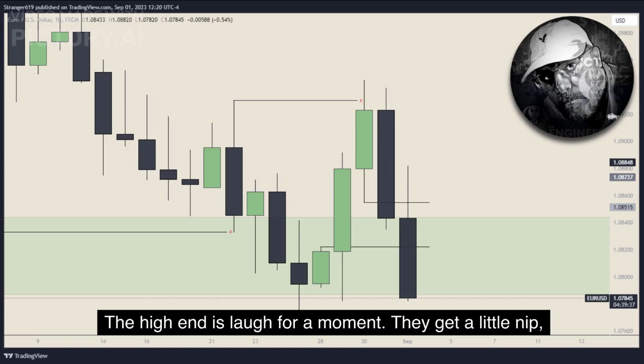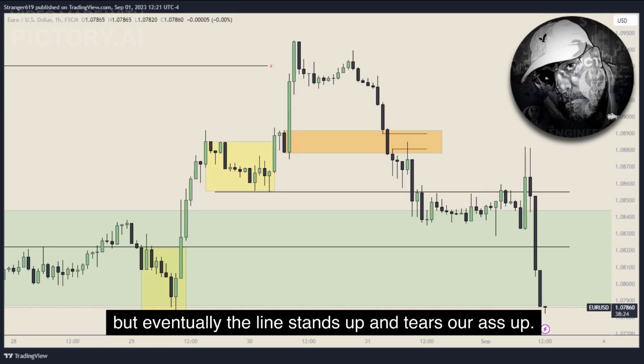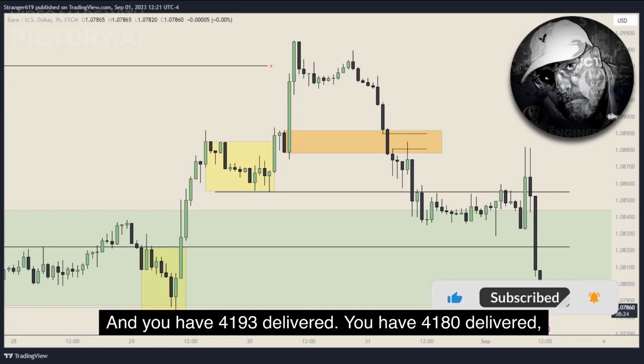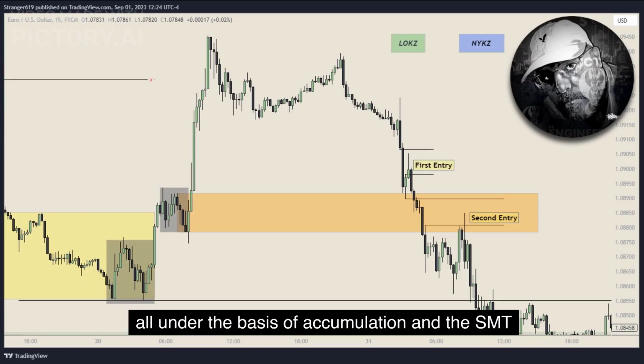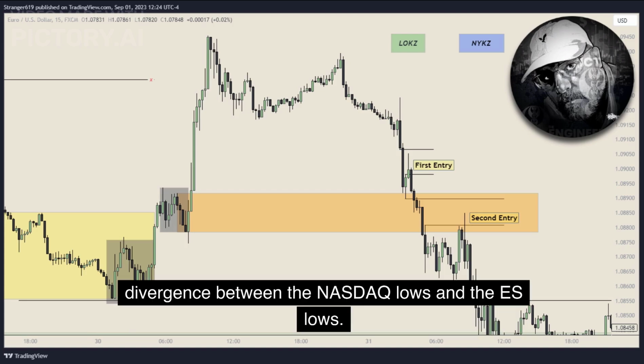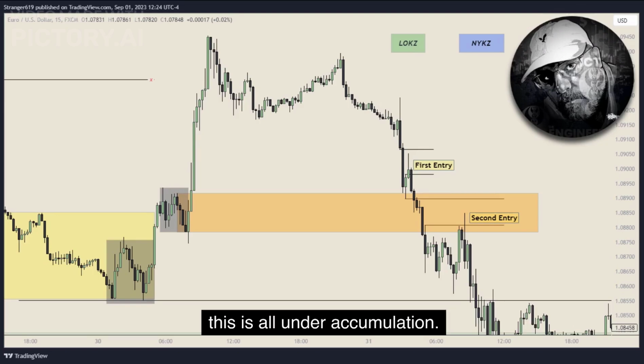The hyenas laugh for a moment. They get a little nip. But eventually the lion stands up and tears their ass up. And you have 41.93 delivered. You have 41.80 delivered. 41.76 and a quarter delivered. All under the basis of accumulation in the SMT divergence between the NASDAQ lows and the ES lows. That was the stage. I was setting you up for the idea that this is all under accumulation.